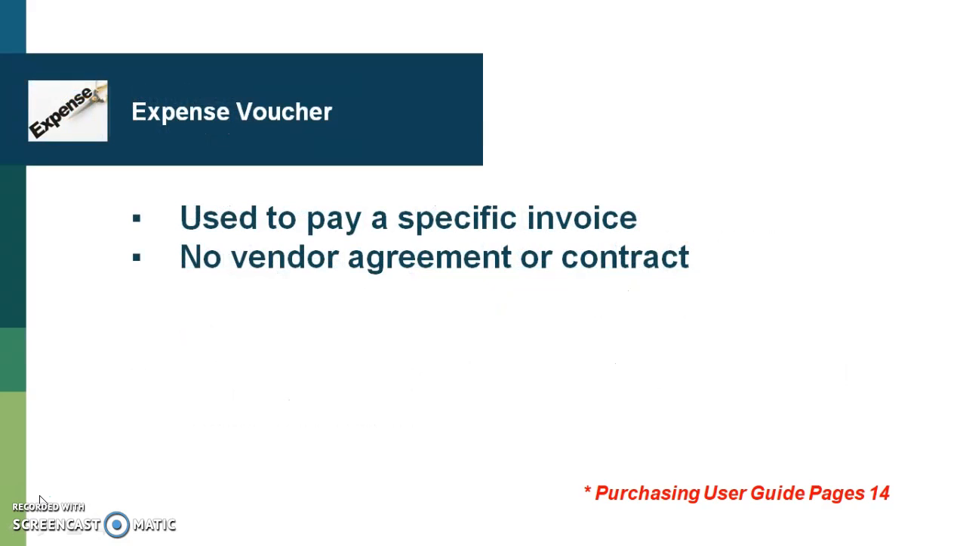Expense vouchers. These are used to pay for a specific invoice. There's no vendor agreement or contract. And a great example of this would be, let's say that you buy professional journals throughout the year. You contact the vendor, he ships them out. He's going to send you an invoice. It's a routine purchase. You're going to send it to accounts payable and say, hey, will you please pay my bill?